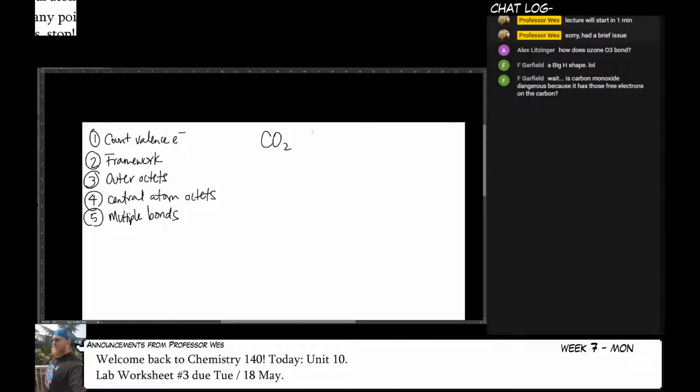Step 1, count the valence electrons. Well, in carbon dioxide, each carbon provides some number of valence electrons. According to the periodic table, carbon is in group 14, so it has 4 valence electrons. Each oxygen provides 6, because it's in group 16, and there are 2 of them. I'll add those numbers together. That's the total I get. So 6 times 2 is 12, plus 4 is 16. I have 16 valence electrons to work with. That's step 1.